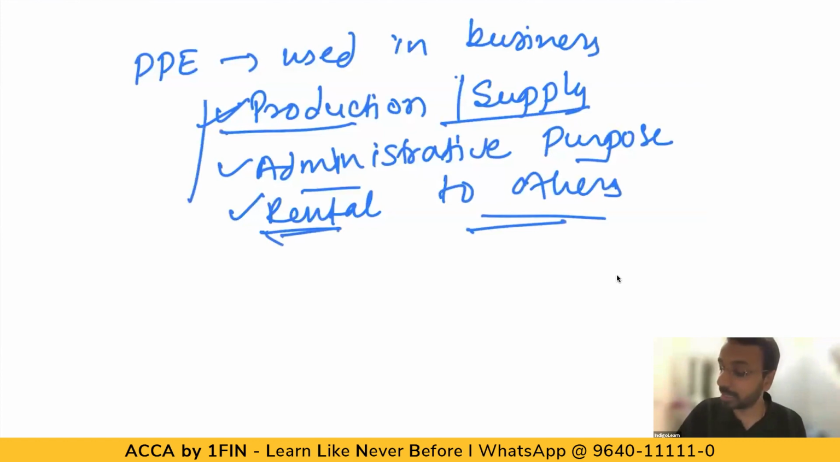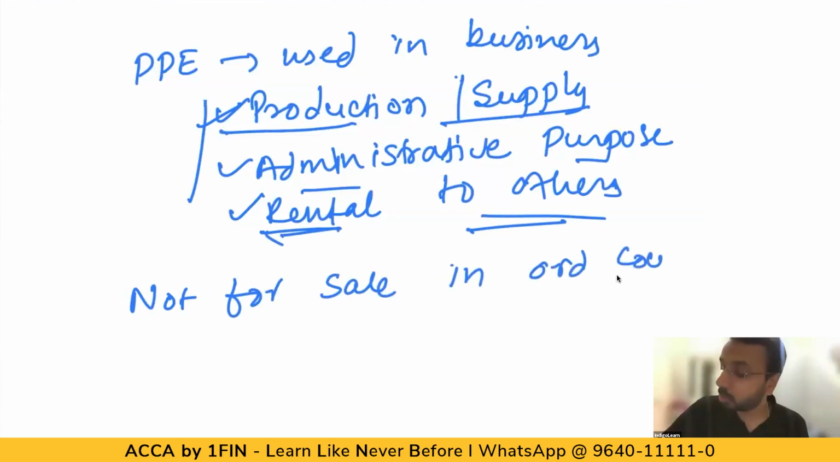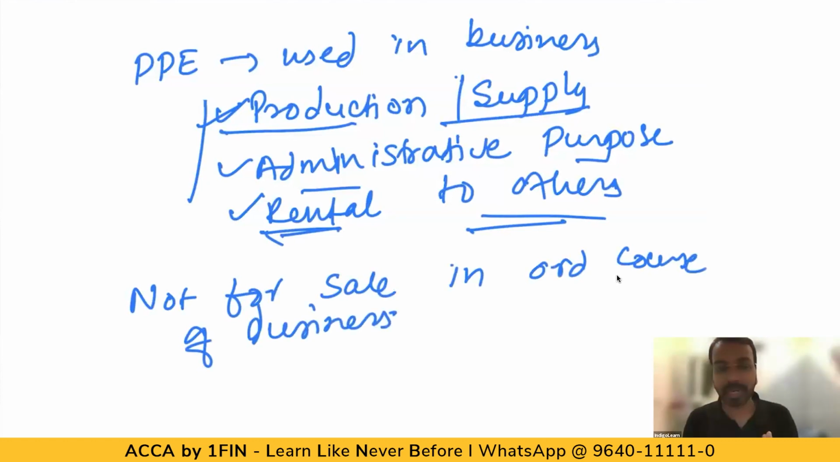You have to use it in the business and not for sale in ordinary course of business. Now, what do you mean by that? If I'm selling something in the ordinary course of business, then that is not PPE, that is called inventory.